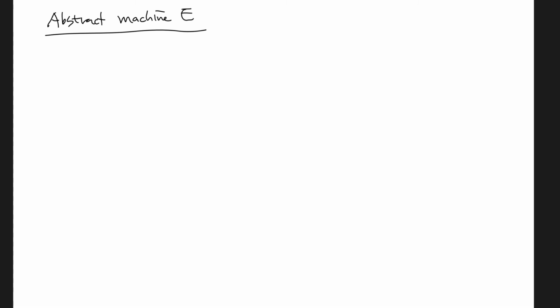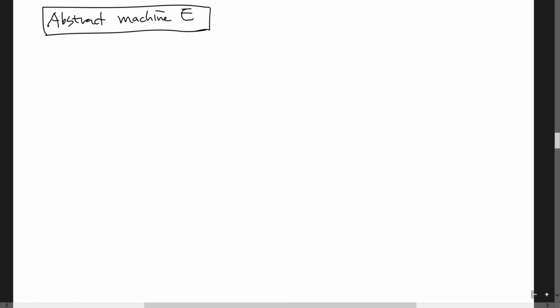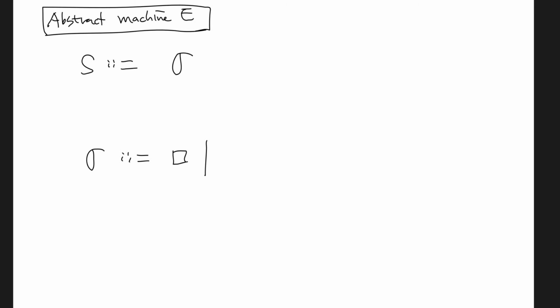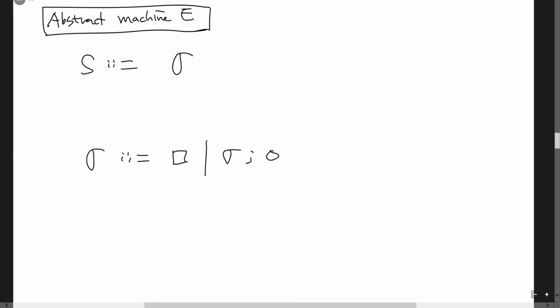So similar to abstract machine C, this new machine, abstract machine E, also has two states. So state is either... sigma is still the stack of frames. This is a whole or an existing stack extended with frame phi. This is a stack. This is a frame phi.